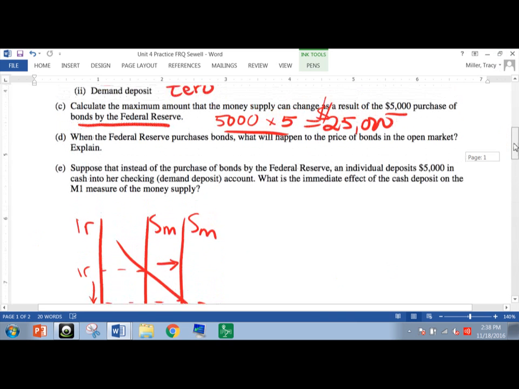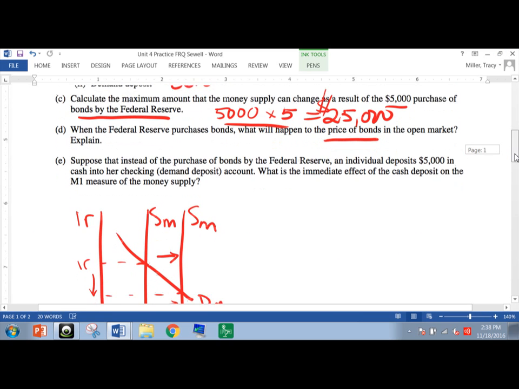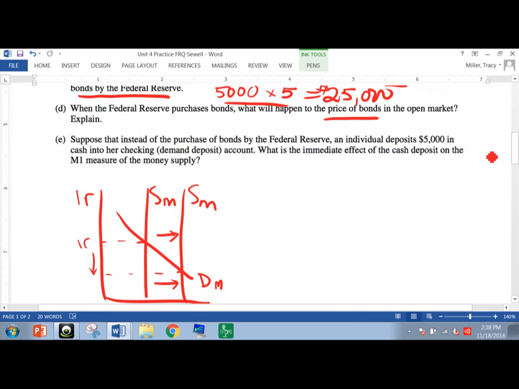So in order for me to know what will happen to the price of bonds, I have to know what's happening to interest rates. So since interest rates fell and interest rates and bond prices are inversely related, the price of bonds is going to increase because interest rates have fallen. And for your explanation, you would explain because interest rates have fallen and bond prices and interest rates are inversely related.